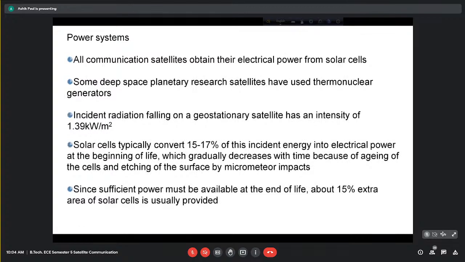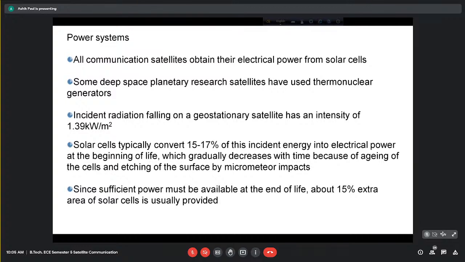the power subsystem of a satellite. We have discussed a number of times already that not only communication satellites, but all forms of satellites are dependent on the solar radiation incident on them. Although some of the deep space planetary research satellites, I had shown one picture, some of which are on the verge of leaving the solar system.